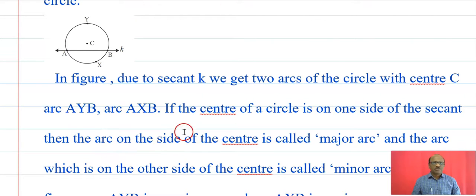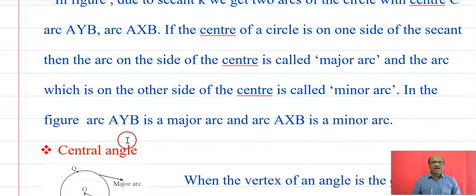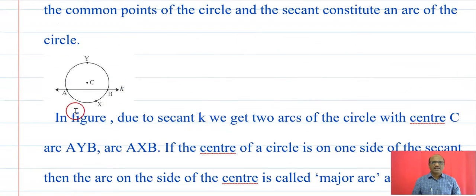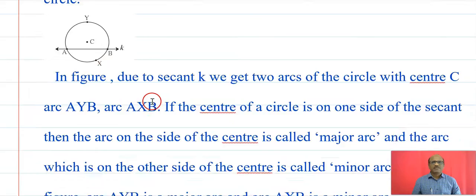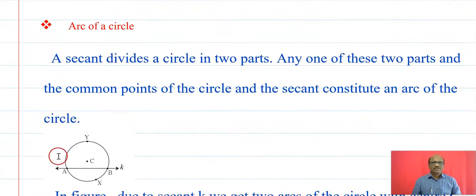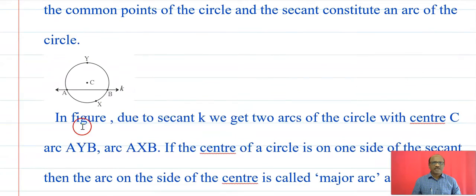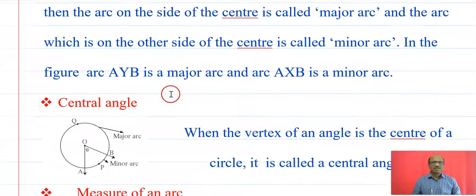If the center of a circle is on one side of the secant, then the arc on the side of the center is called the major arc, and the arc which is on the other side of the center is called the minor arc. In the figure, arc AYB is the major arc and arc AXB is the minor arc.